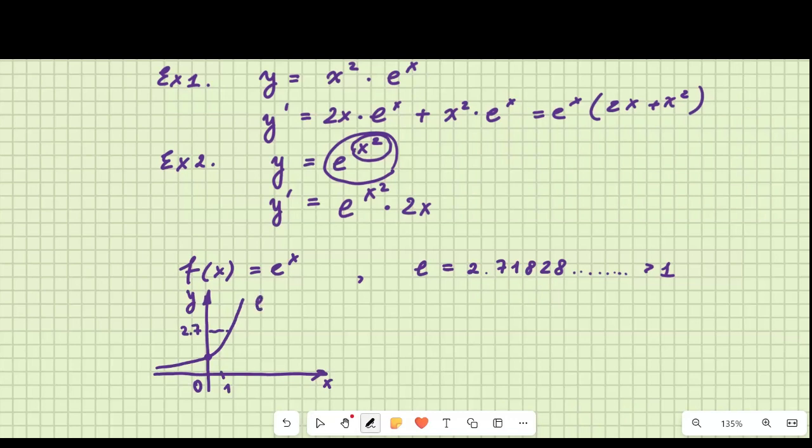What are going to be the limits? The limit of e to the power of x as x approaches infinity is infinity, right? And on the left side, as x approaches negative infinity, it is going to be equal to 0. Okay, that was just a few words about the exponential function.